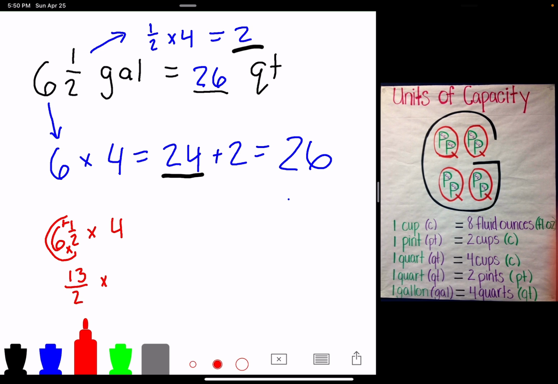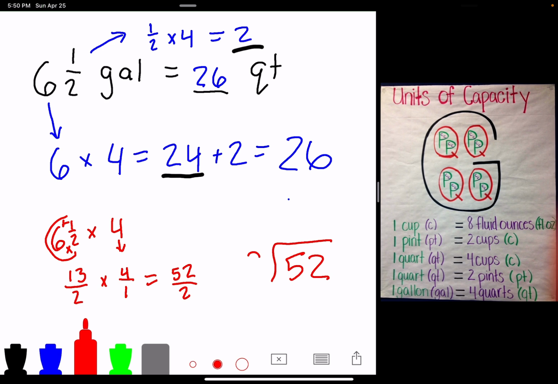And I'm going to take the 4 and I'm going to change it to a whole number with a 1 in the denominator. So 13 halves times 4 wholes. Now I'm just going to multiply the top and the bottom. I know that 13 times 4 is 52. And I know that 2 times 1 is 2. 52 halves. The last step is to divide.